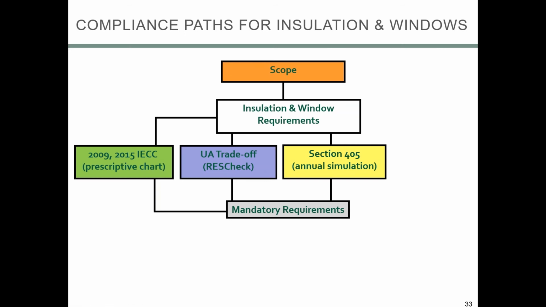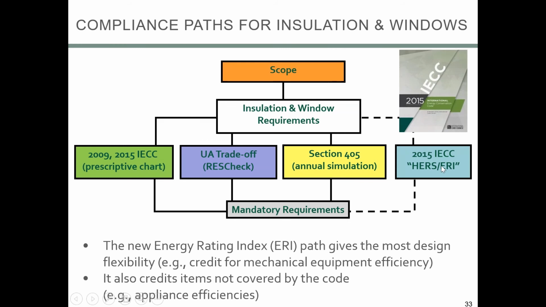People love it, except next year we'll see why it's going to be a little tricky to use. There's always an option of an annual simulation, and then in the newest code, there's also this option of achieving a low enough HERS index, 57, 57, or 62 for climate zone 4. So if you can get a low HERS index, you can comply. But we're mainly going to talk about how to do a hand version of a UA trade-off today. That's kind of our big thing.